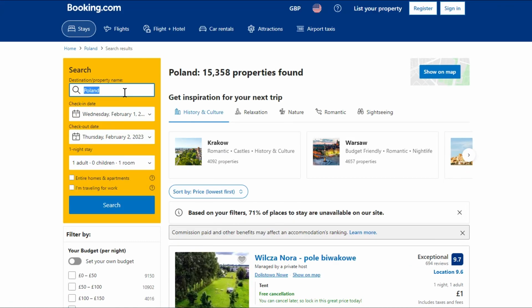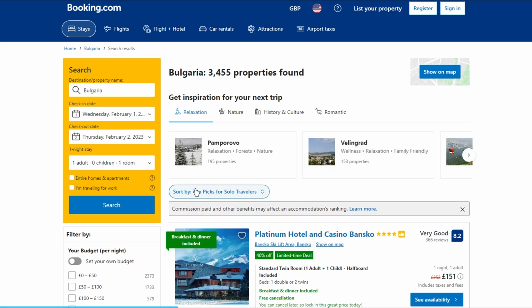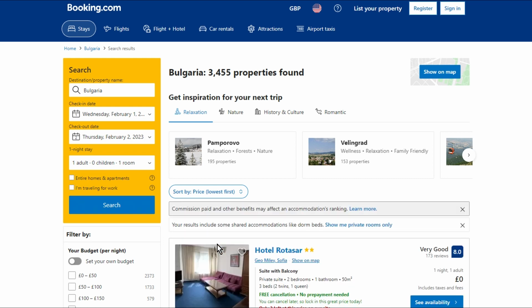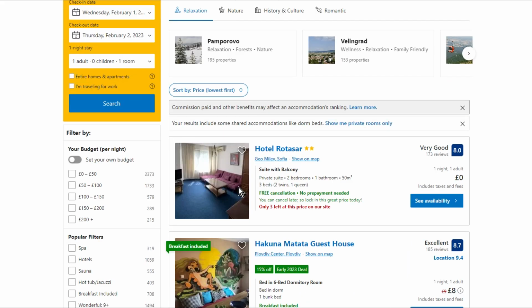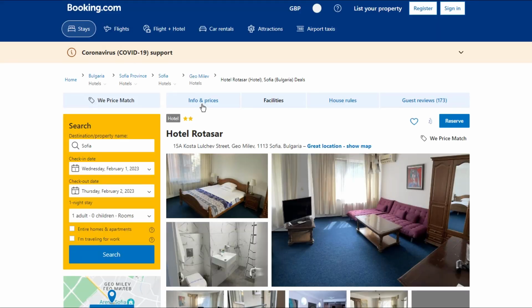Now, the big question is, will Bulgaria beat Poland? Let's find out. I'm not sure if Bulgaria will beat Poland. I actually don't know, because Bulgaria is cheaper than Poland, but they don't have as big a range of stuff. So I think Poland will be cheaper. Oh, £0. Okay, £0. That one is clearly a mistake or a scam or something, so I'm not going to include that one on the list.